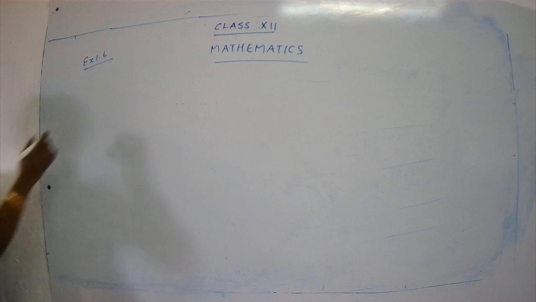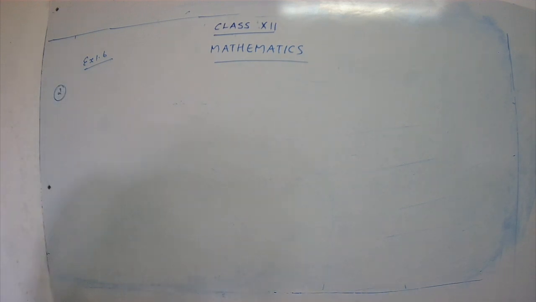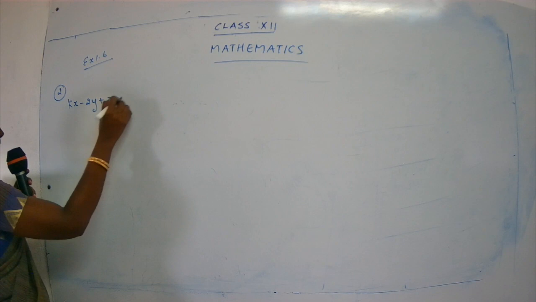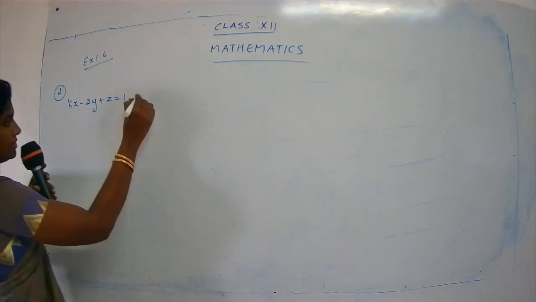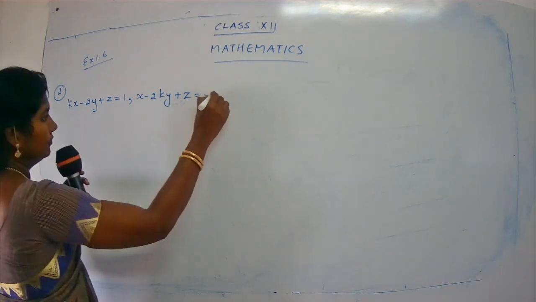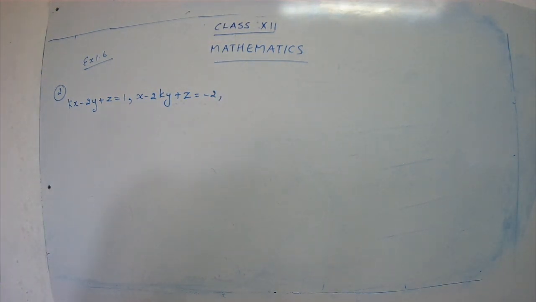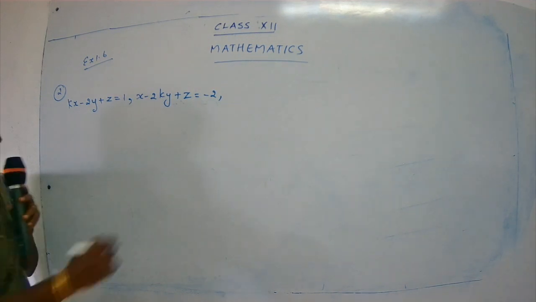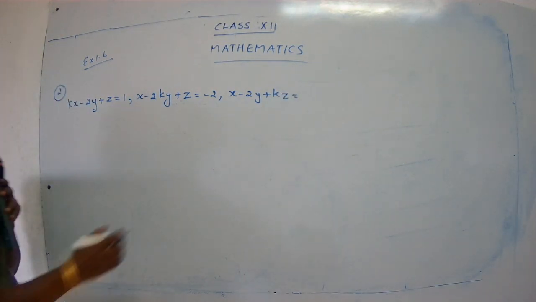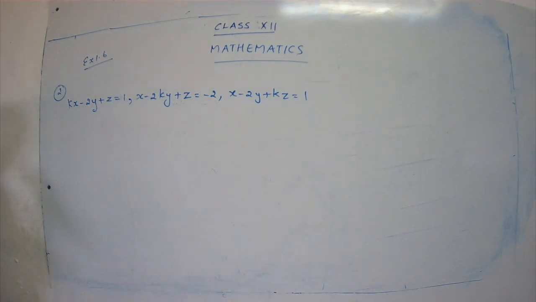Okay, so let's write the question. I hope you have taken down the question. I'll just write the equations on the board. kx minus 2y plus z is equal to 1. x minus 2ky plus z is equal to minus 2. x minus 2y plus kz is equal to 1. Okay, so we have these three equations. One is kx minus 2y plus z is equal to 1, x minus 2ky plus z is equal to minus 2, and x minus 2y plus kz is equal to 1.